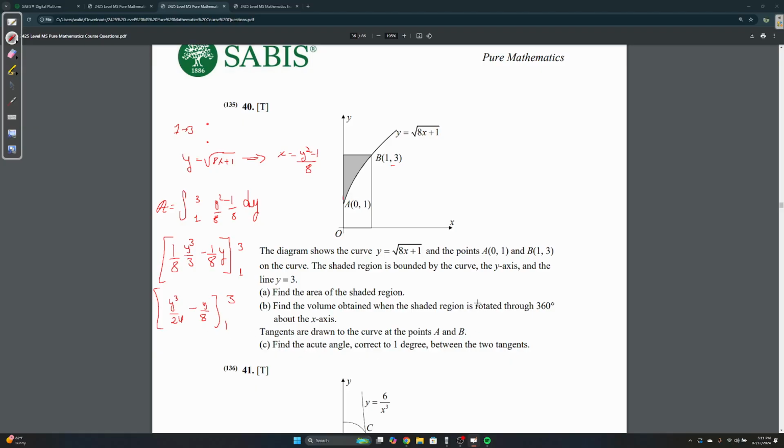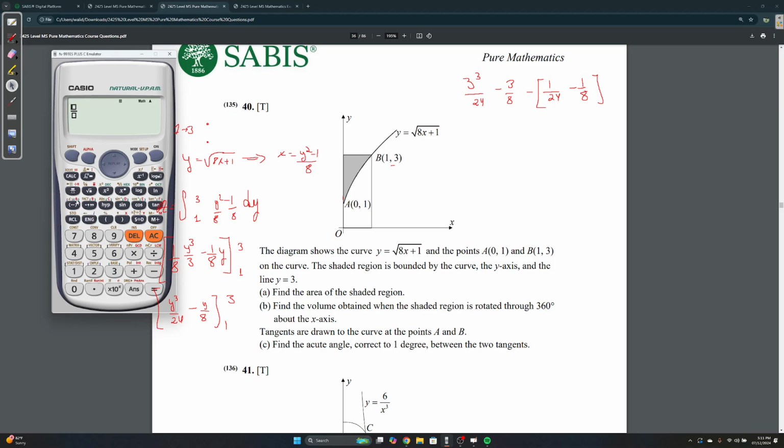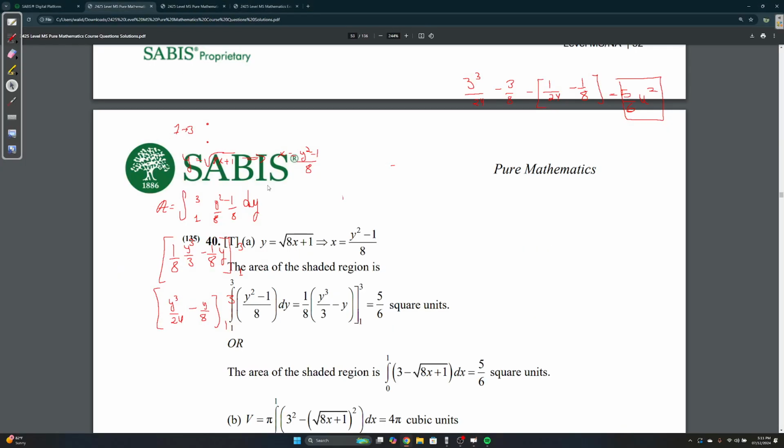Now substitute 3. So it's going to be 3 cube over 24 minus 3 over 8, minus open bracket 1 over 24 minus 1 over 8. Open your calculator. 3 cube over 24 minus 3 over 8 minus open bracket 1 over 24 minus 1 over 8 equals 5 over 6. So it should be 5 over 6. Don't forget unit square because it's area, right? Let's see. 5 over 6.